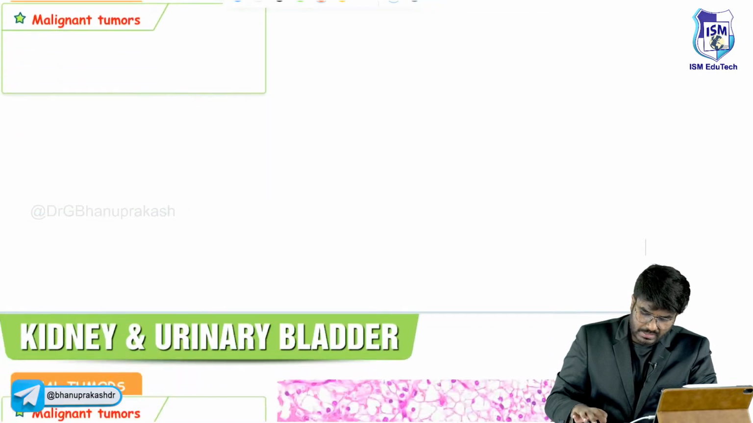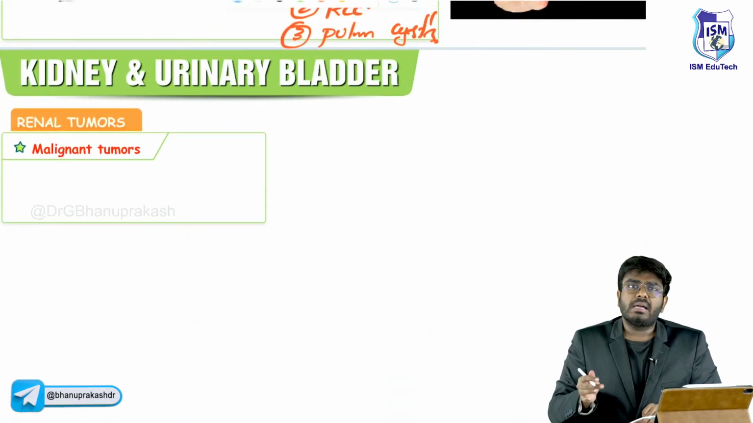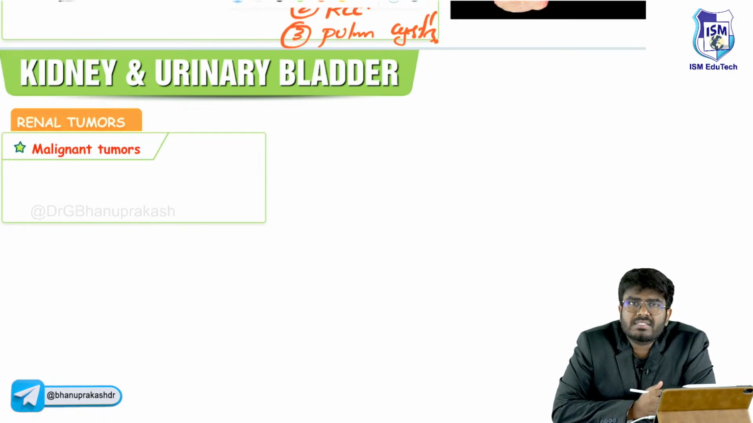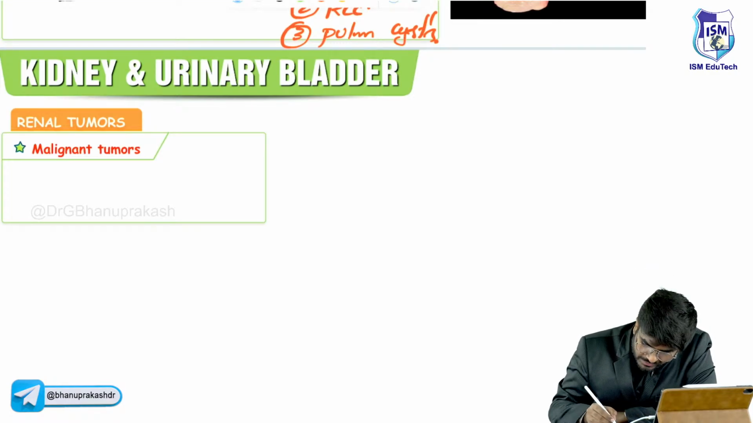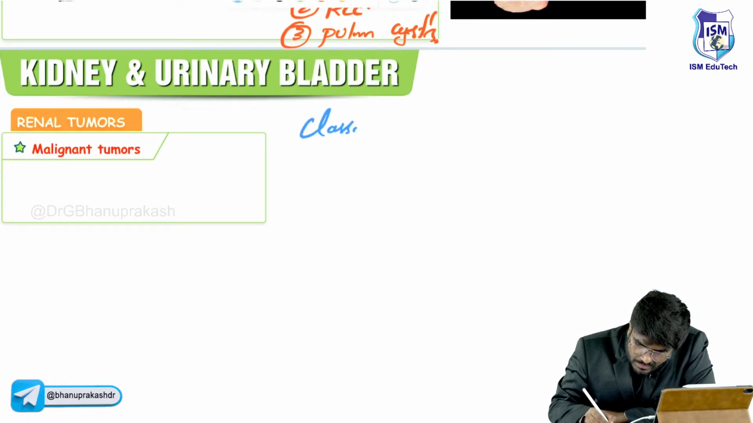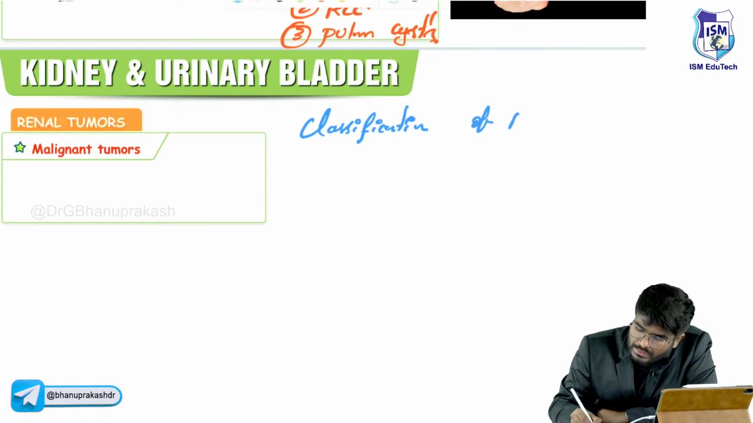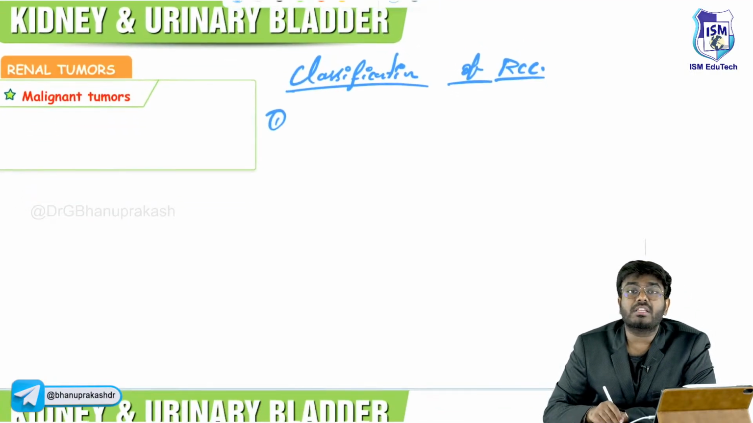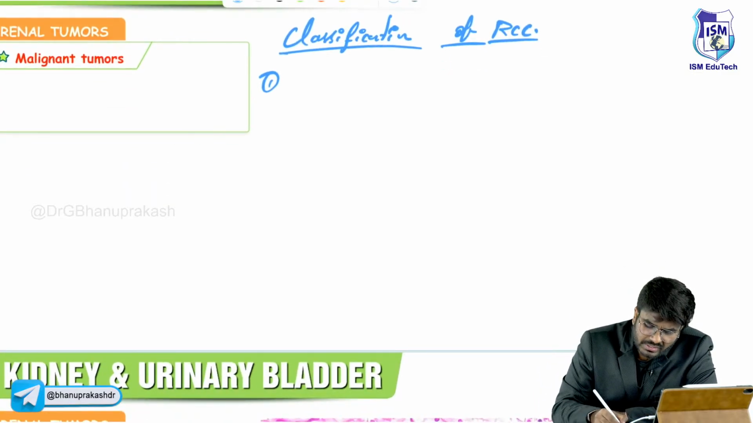Now, after this, what else? This renal cell carcinoma is further classified. There is a histological classification, based on how it looks under the microscope. What are the different types?